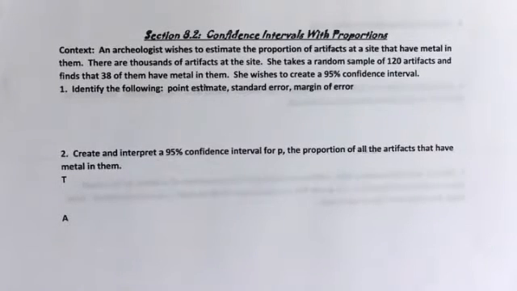Hello, we will now talk about Chapter 8, Section 2, which deals with making a confidence interval with one proportion. This is one proportion Z interval, as we're going to call it. So let's look at this context.